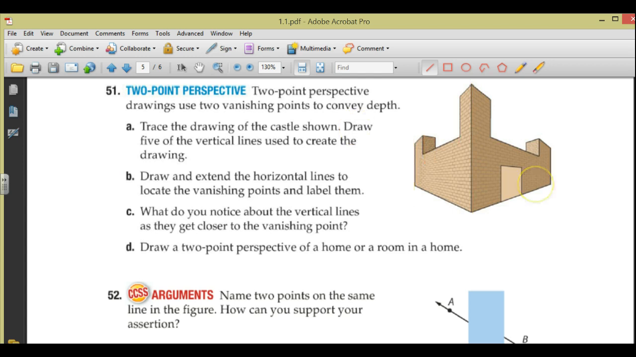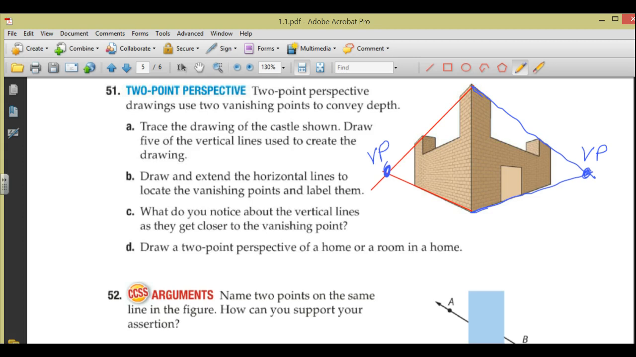Part B, draw and extend the horizontal lines to locate the vanishing points and label them. So I would have a vanishing point here where these two lines intersect, and I would also have a vanishing point over here, so VP for a vanishing point on the other side.